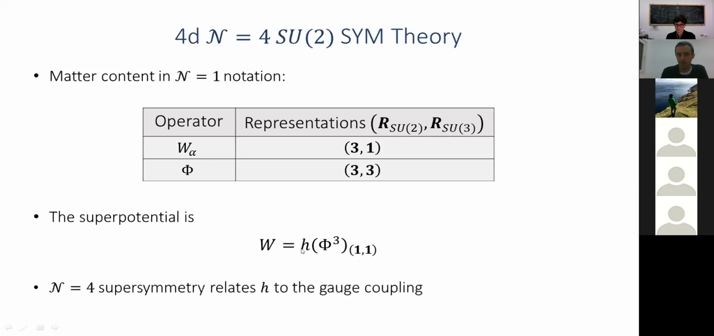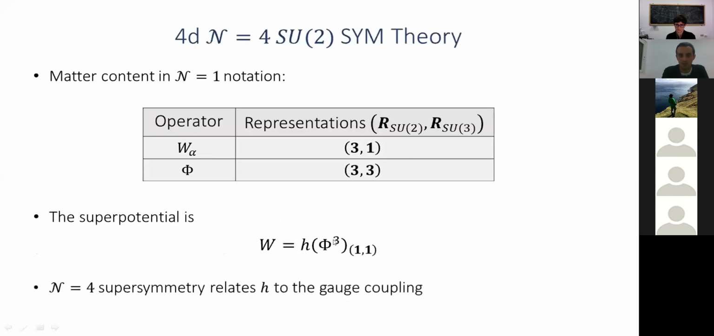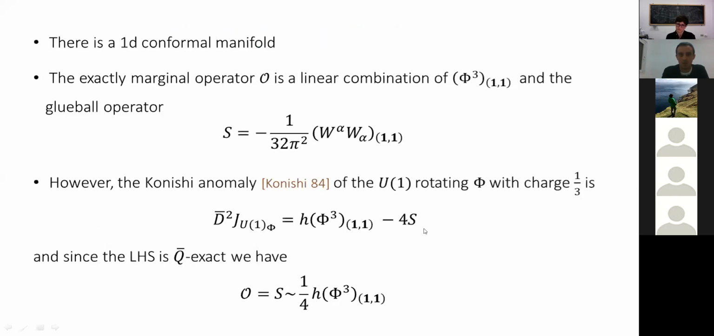And we have a conformal manifold, which is parameterized by h. And due to N=4 supersymmetry, h is related to the gauge coupling. So as I said, we have a one-dimensional conformal manifold, and the exactly marginal operator is not phi cubed, but it is a combination of phi cubed and the gauge operator, which is this W squared operator. But of course, we can in the chiral ring regard it as phi cubed because we have the Konishi anomaly that relates these two. So for example, if we consider the anomaly equation of, let's say, a U(1) that rotates phi with a charge of a third, such that phi cubed has charge 1, we have this anomaly equation for this. And since the left-hand side is Q-exact, it is 0 in the chiral ring. And we get that the right-hand side is also 0 in the chiral ring, and therefore that S is equivalent to phi cubed in the chiral ring, and we can take the exactly marginal operator just to be S.